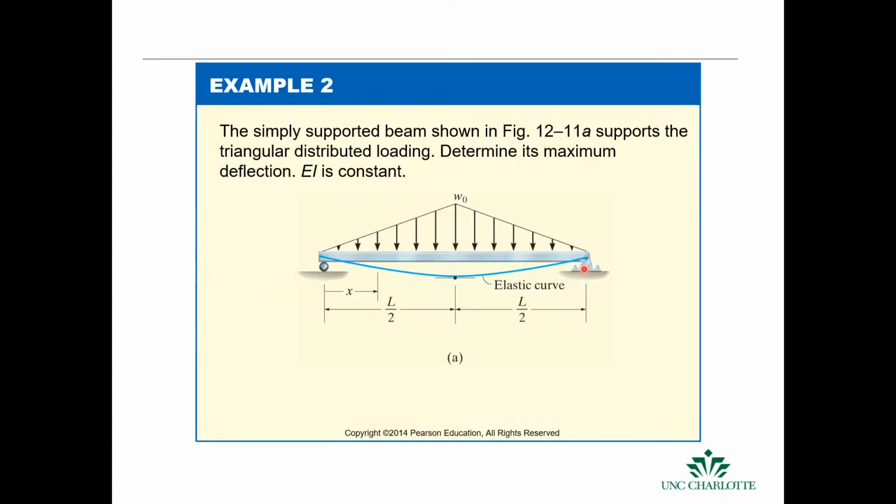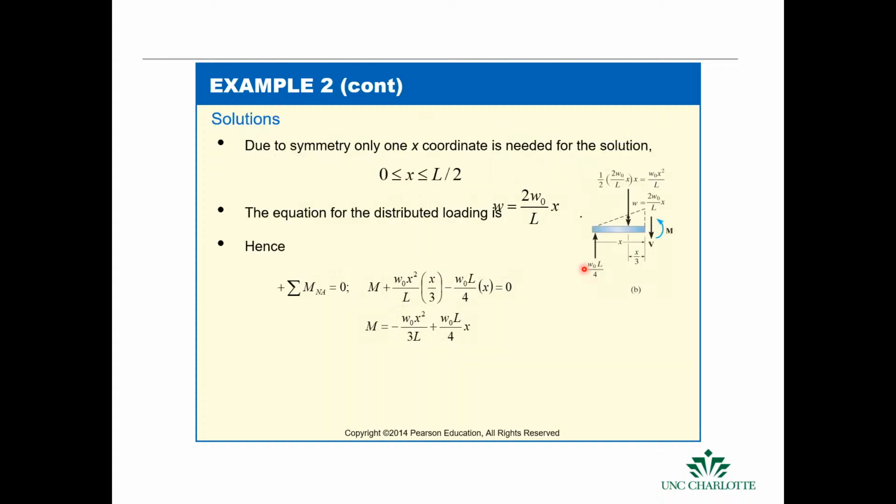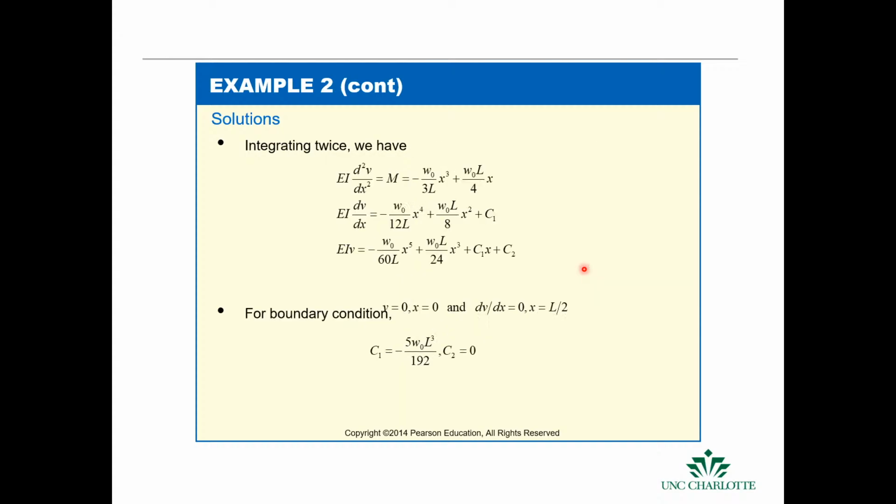This is another example of finding the max deflection due to a distributed load. And in this case, all we have to do is take half the beam and analyze it, and then get an expression for the load in terms of x for the moment. Once we get the moment equation, we can set it equal to our elastic curve equation, and then introduce this displacement. And this dv/dx is the slope, and then v is the actual deflection.